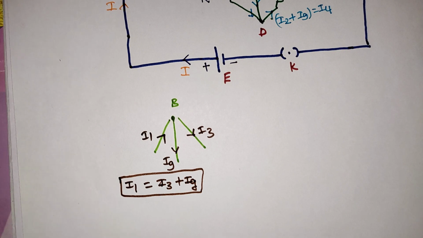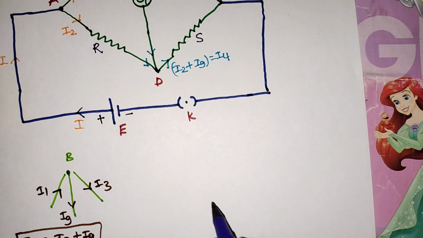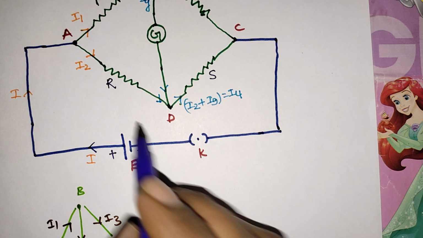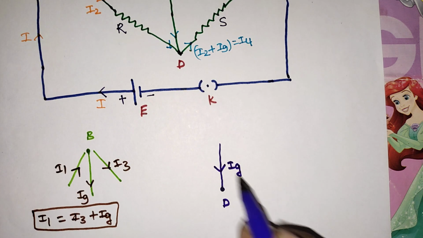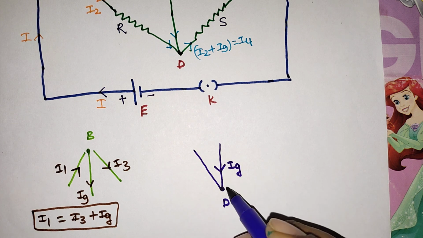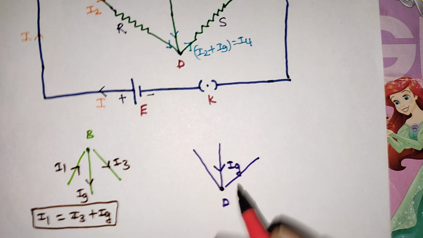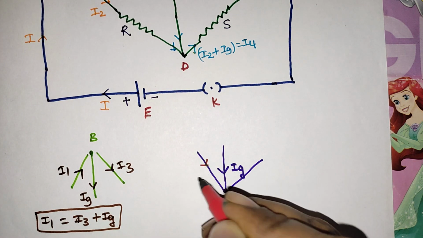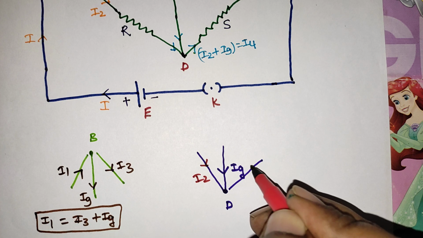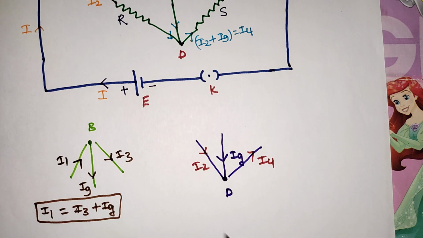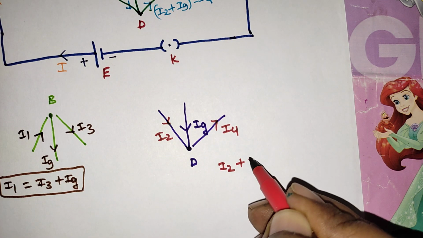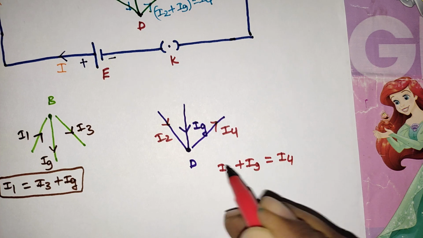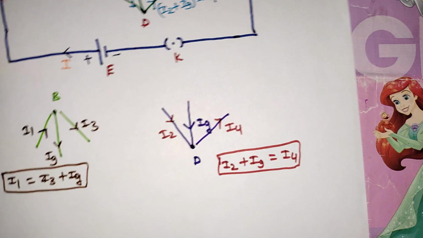In a similar way, you can take point D. If you observe point D, Ig current is entering towards point D, and I2 current is entering towards point D, whereas I4 current is leaving. In a similar way, the same rule you can apply here. I2 plus Ig is equal to I4.